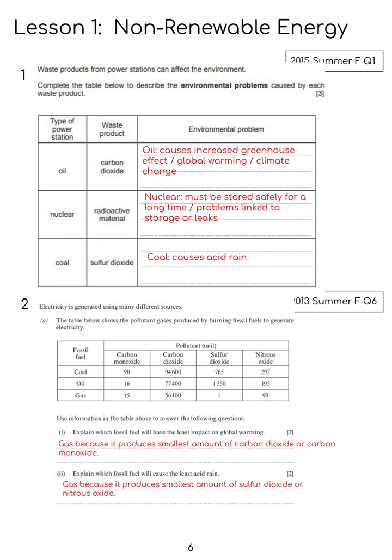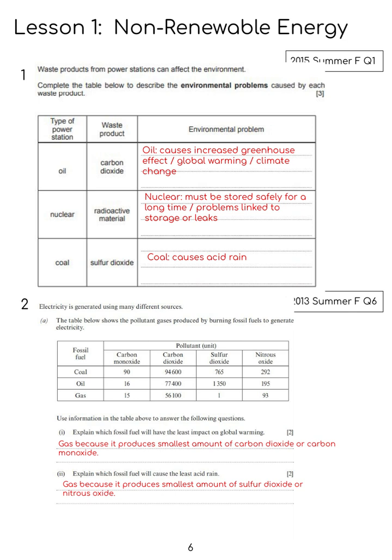So question 1 is about non-renewable energy sources, and we've got what waste products each of these types of power station emit, and then what environmental problem they then cause. So for oil, you get carbon dioxide, and to get the marks you need to mention that it causes increased greenhouse effect, global warming, or climate change, something along those lines.